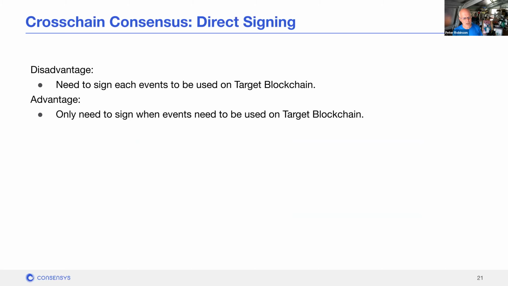So the disadvantage of this, of course, is that if you've got lots of transactions that are going from one blockchain to another, you're going to be signing and doing all that work for each and every event. But on the other hand, you know that you're only signing the events that need to go to that target blockchain. So if you had some blocks where there were no events going across, you wouldn't be wasting time signing something when it's not going to be used.